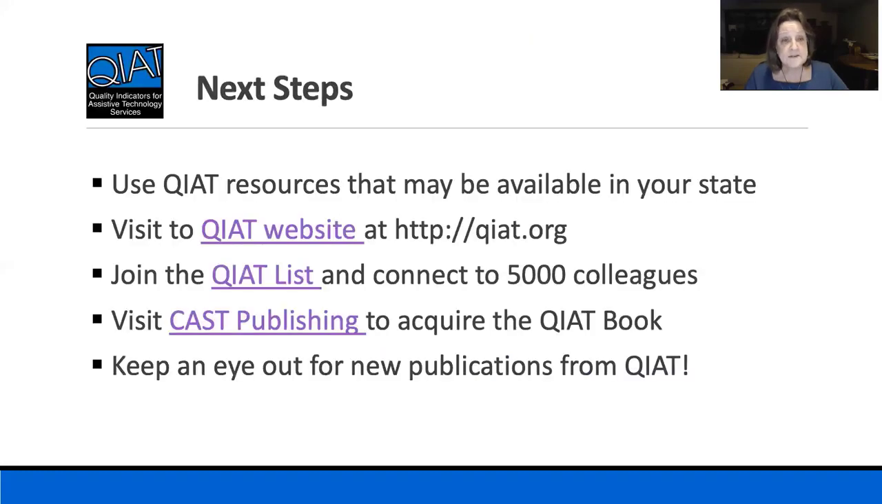So some next steps would be these. Use the QIAT resources that may be available in your state. Visit the QIAT website at http://qiat.org. Join the QIAT list and connect to those 5,000 colleagues I was talking to you about a moment ago. Visit CAST Publishing to acquire the QIAT book. This is a really interesting publication with lots of opportunity to see examples, and all sorts of resources are available to you there. And the other thing to do is to keep an eye out for new publications from QIAT.